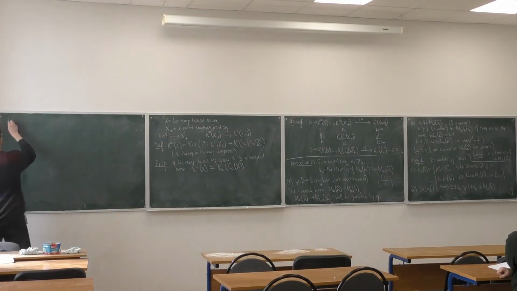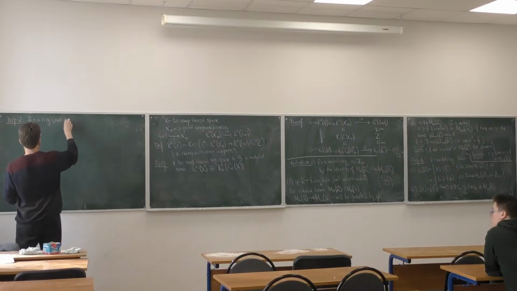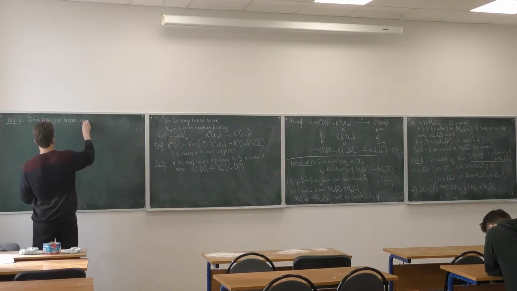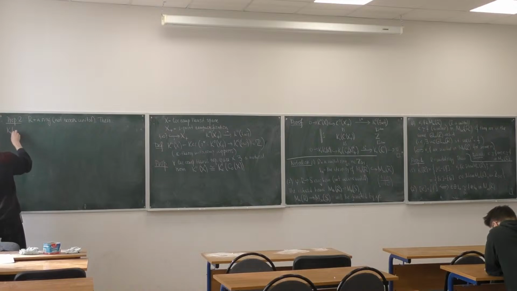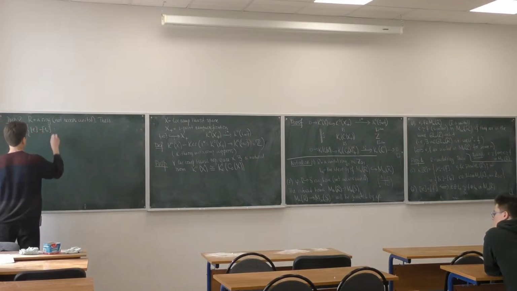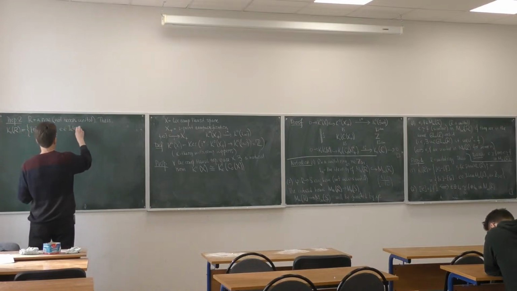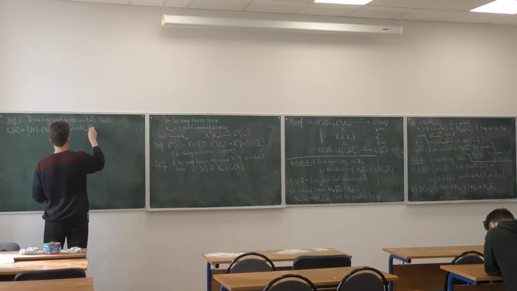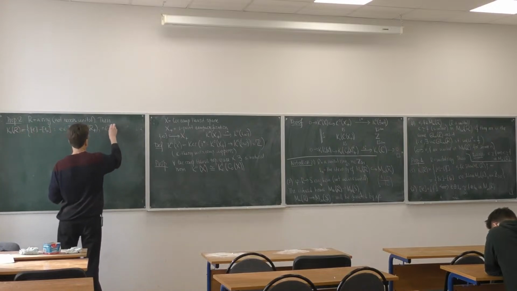Proposition 2. Suppose that R is a ring. At this point, it is not necessarily unital. Then K0 of R consists of elements of the following form: E minus 1n, where E is an idempotent in the infinite matrix ring over R plus. N is a non-negative integer.